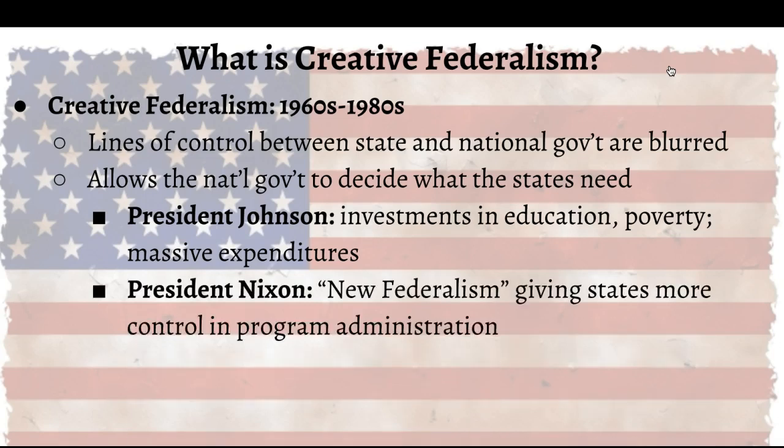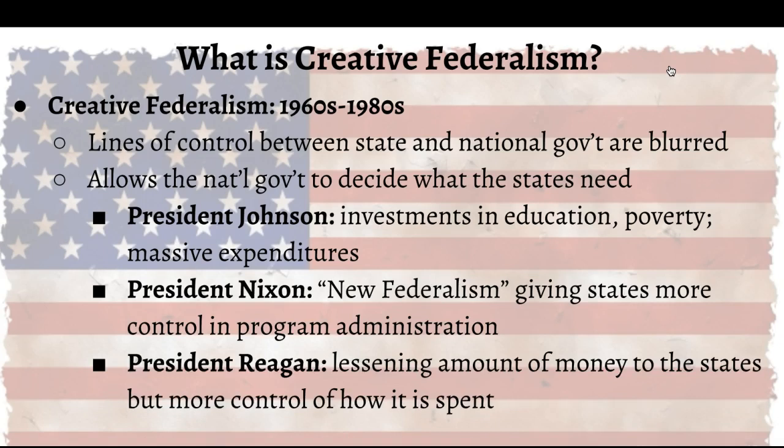And then as we move under President Nixon, new federalism is going to emerge, where the national government gives the states more control in program administration. So it's a lessening of the federal government implementing programs on the states, and it allows states to pick up the slack and administer these programs as they see fit.